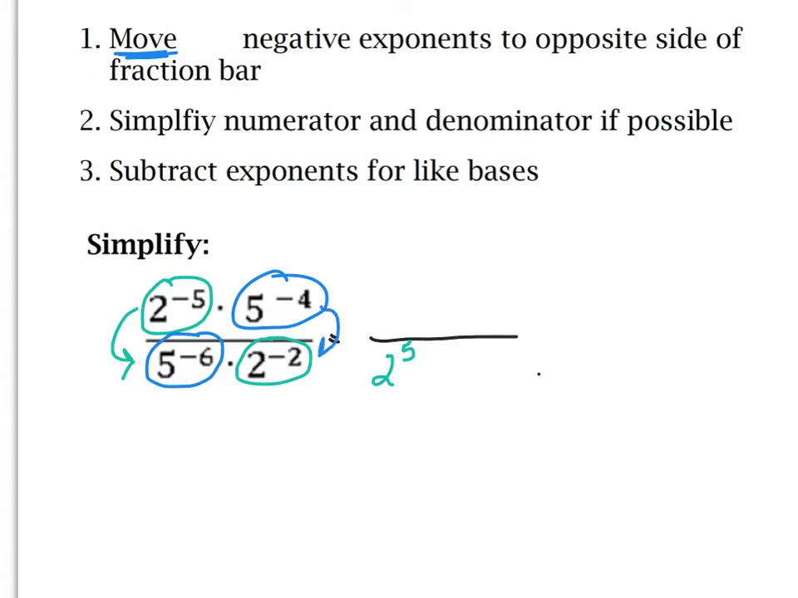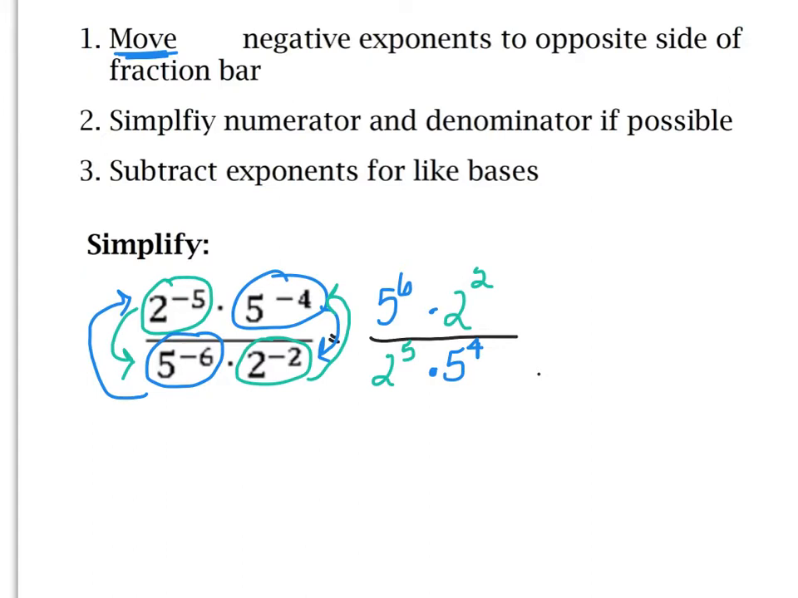5 to the negative 4th is going to move down and become 5 to the positive 4th. My 5 to the negative 6 in the denominator is going to move up and become 5 to the 6th, times 2 to the negative 2nd is going to move up and become 2 to the positive 2nd.